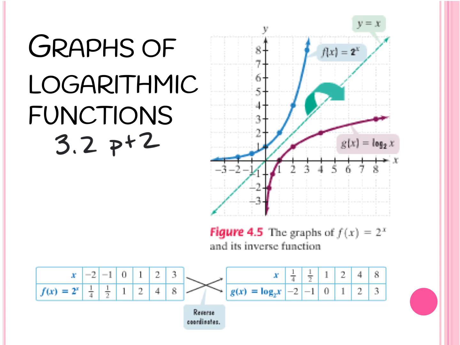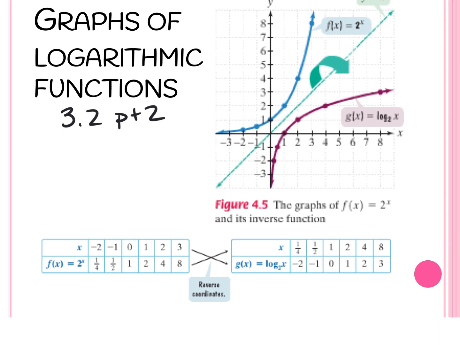So in part 1, we talked about log characteristics, properties of logs. In part 2, we're going to be graphing our log functions. So log functions and exponential functions go hand in hand. They're inverses of each other. So inverses, meaning that the x and y's flip.